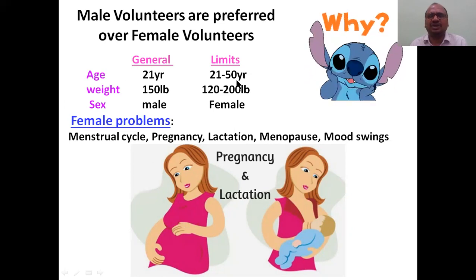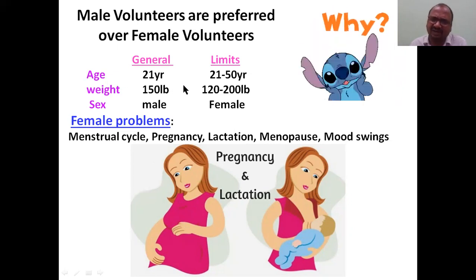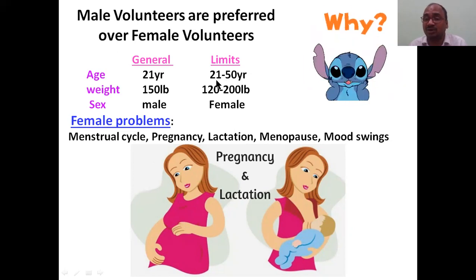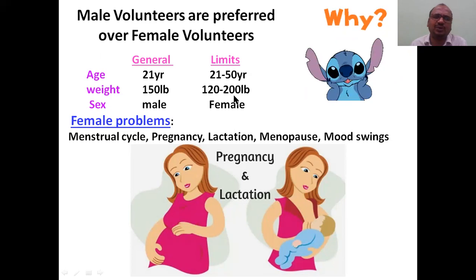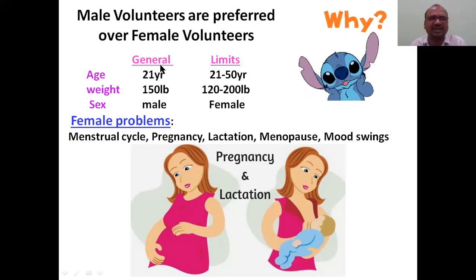These are the limits you have to select. Generally, you prefer males of age 21 years. But if not available, you can go up to 50 years, no problem. This is the limit, but don't select below 21 or above 50. Never select them. A weight of 150 lb is preferable, but 120 to 200 lb is also no problem. Sex is generally male.